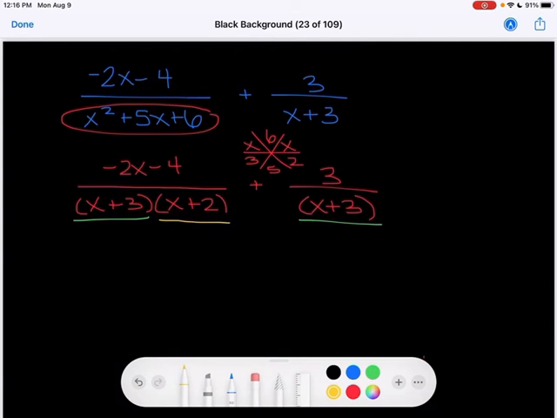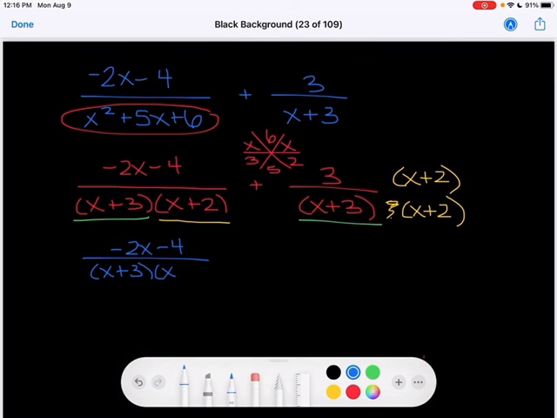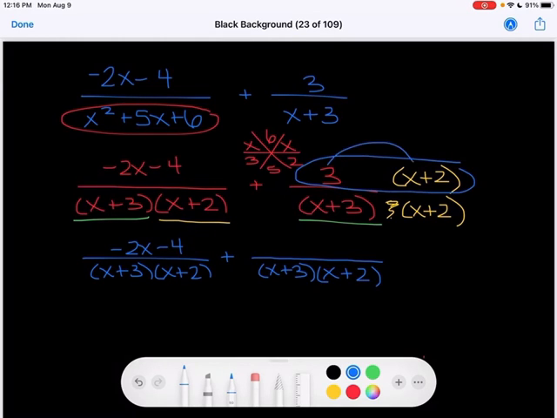So this one over here needs to get that x plus 2 right here. But remember, what you do to the bottom of a fraction, you must do to the top. So I've got to multiply the top by that x plus 2 as well. All right, so I'm going to rewrite this one. I've got negative 2x minus 4 over x plus 3 times x plus 2 plus, now over here, remember, I multiplied the denominator by x plus 2 so that we have a common denominator. But I also have to do that on top, and I'm going to have to distribute here. So that gives me 3x plus 6.